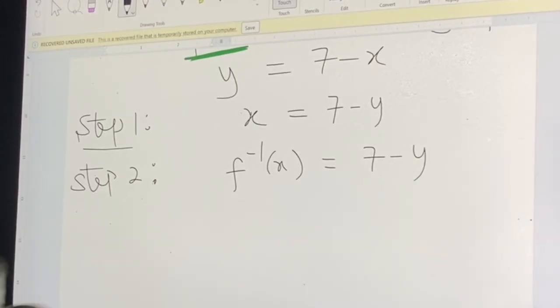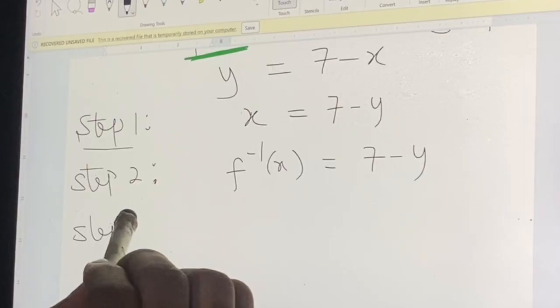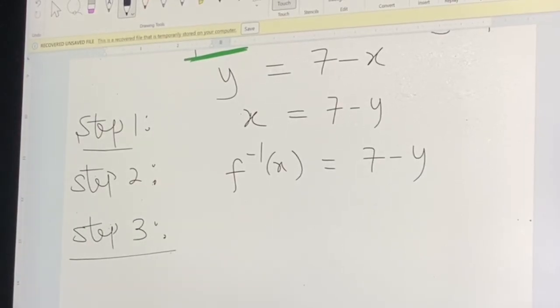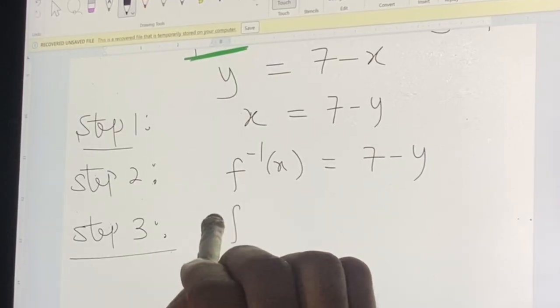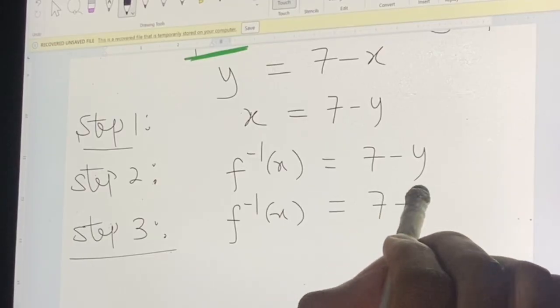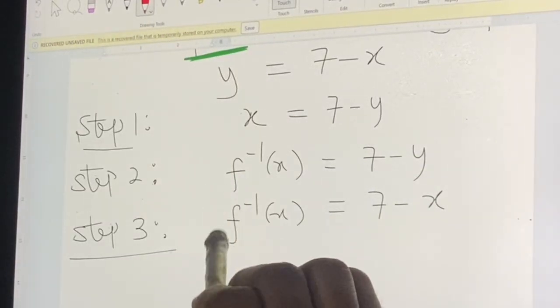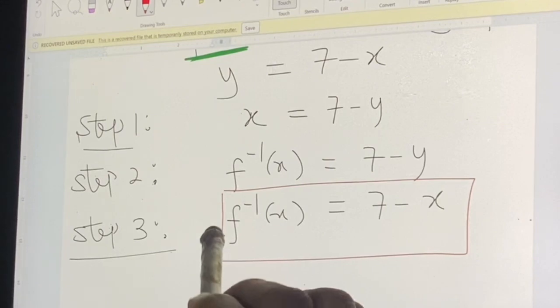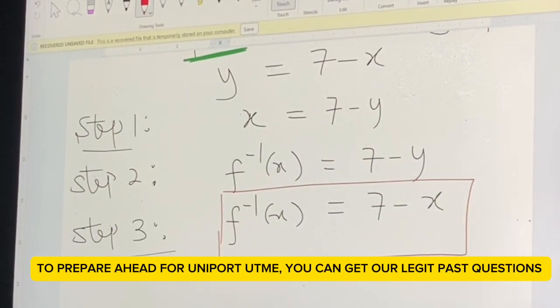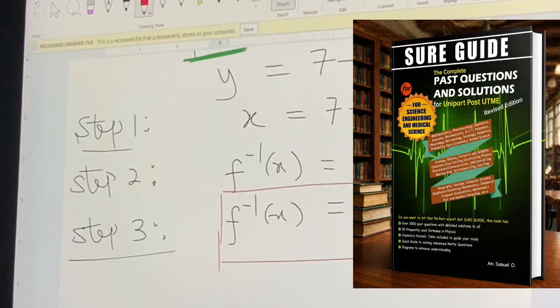Please take note. Step 3 from the note is to replace y as s. So this is going to be f inverse of s is equal to 7 minus s. So class, this is my answer here, and this is how we solve the inverse of any function. Step 1 is to make s, that is letter s, the subject. Step 2 is to replace s as the inverse of the function. Step 3 is to replace y as s.